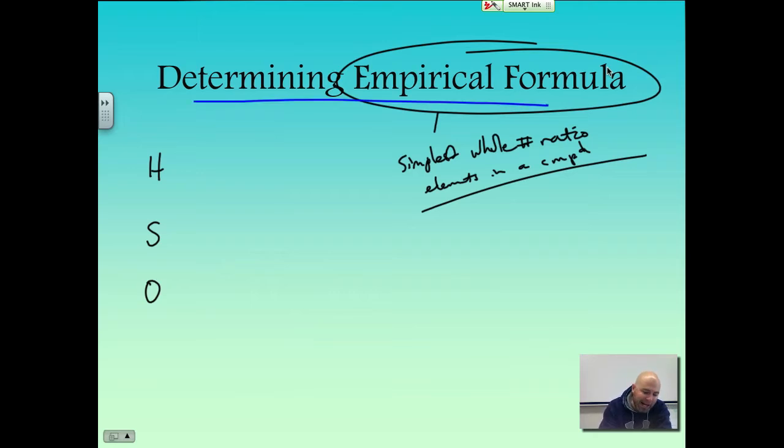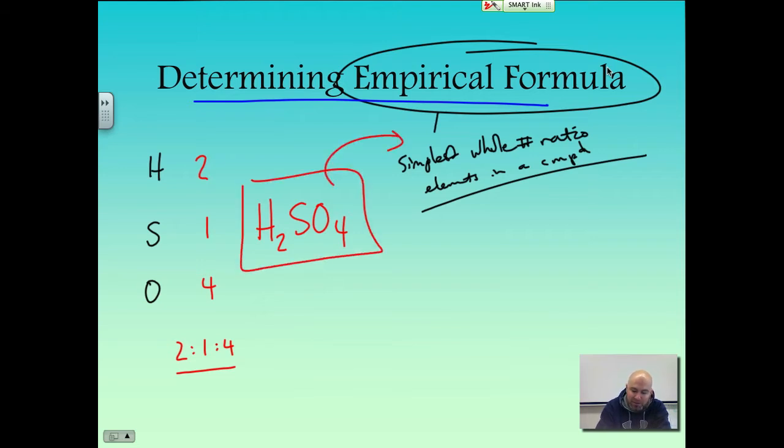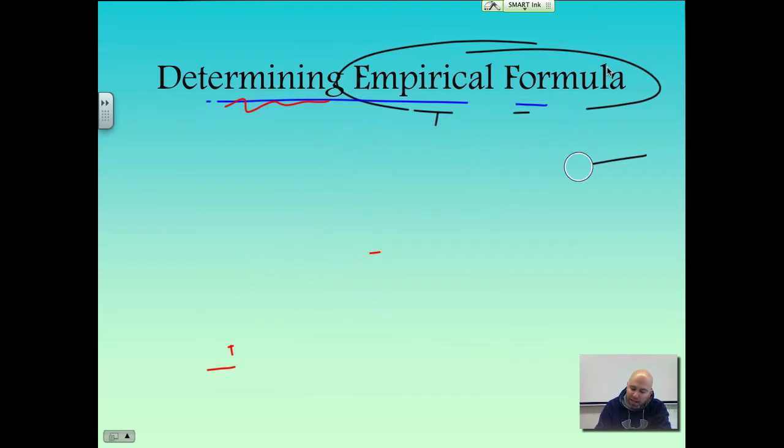So let's just say that we had H, S, O, and we did all our work to determine the empirical formula, and we got a 2 to 1 to 4 ratio. Notice that is simplest. How do I know it's simplest? Because it has a 1 in there. You can't simplify it anymore. Then our empirical formula would be H2SO4. Okay, that would be our simplest whole number ratio. So what we need to do in terms of determining it is to solve for that 2, 1, 4 type of thing. All right, so let's go ahead and do that.